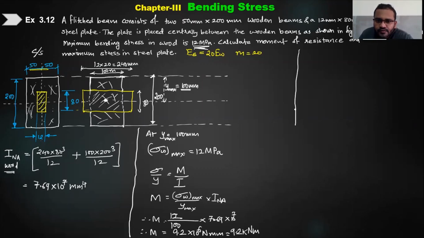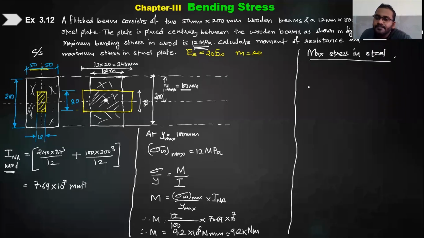Now what is the next question? The next question is to find out the maximum stress in steel. How will you calculate the maximum stress in steel? Any idea? So see here. First of all, what we need to do here is, we know that y for steel, हमें पता है कि at y equal to 100 mm, ठीक है, sigma wood कितना है?